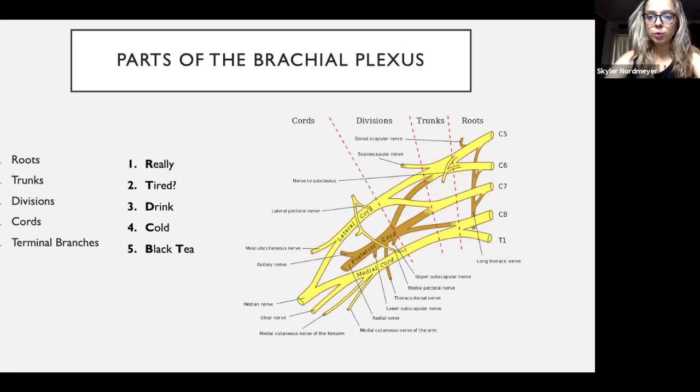Alrighty. So we're just going to review the parts of the brachial plexus before we continue on to talk about the terminal branches and where they innervate. This is just a quick review and also to help you remember which one goes where. So we know it's roots, trunks, divisions, cords, and then terminal branches. A good way to remember that: really tired, drink cold black tea.